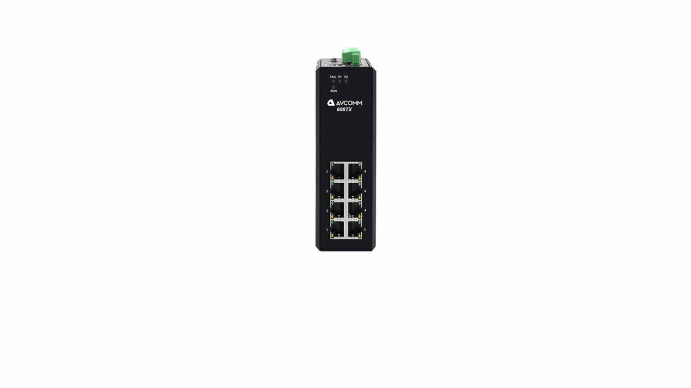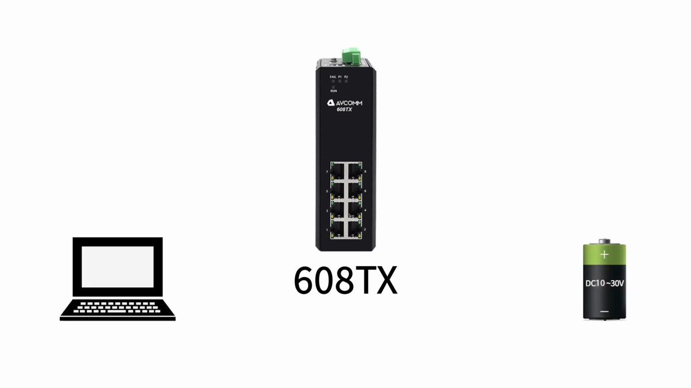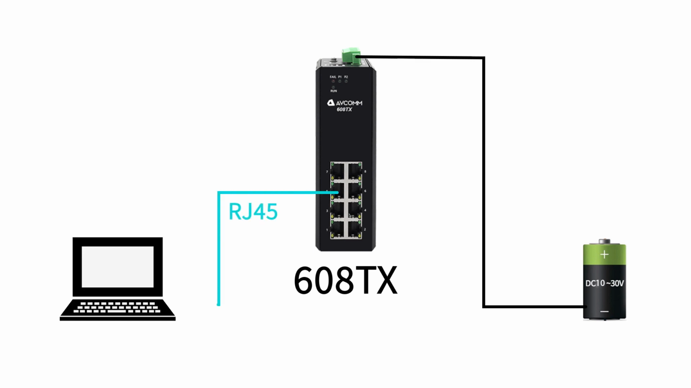Today we have a vcom 608TX, which is an 8-port, fast Ethernet fully managed switch from the vcom 600 series. First, power up the switch using appropriate power supply. You can find out the required voltage and ampere details on the back of the switch. Use an RJ45 network cable to connect your computer with any of the 8 ports of a vcom 608TX.